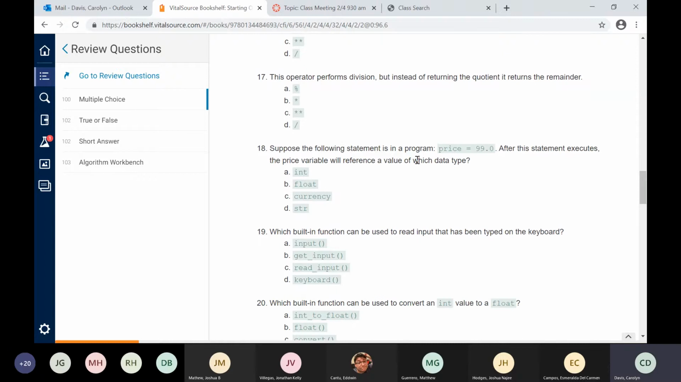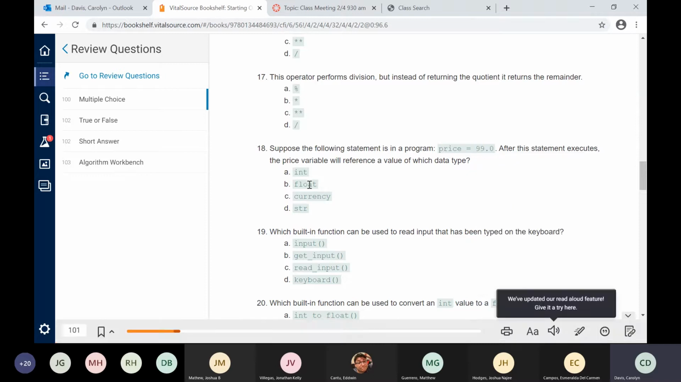Suppose the following program statement, price equals 99.0. After this statement executes, the price variable will reference what type of data? What type of data is 99.0? Float. B. Okay. If it didn't have a dot here, if it just said 99 without the .0, then it would have been int. But this is float. B.